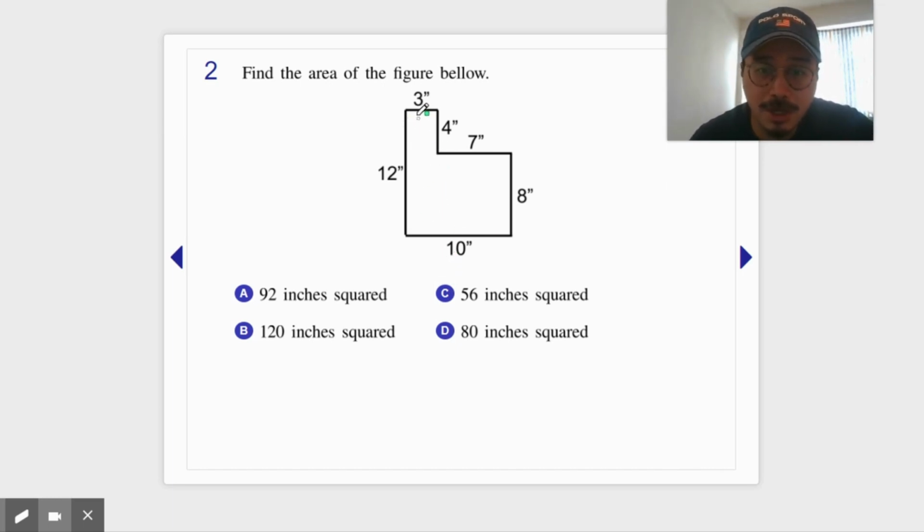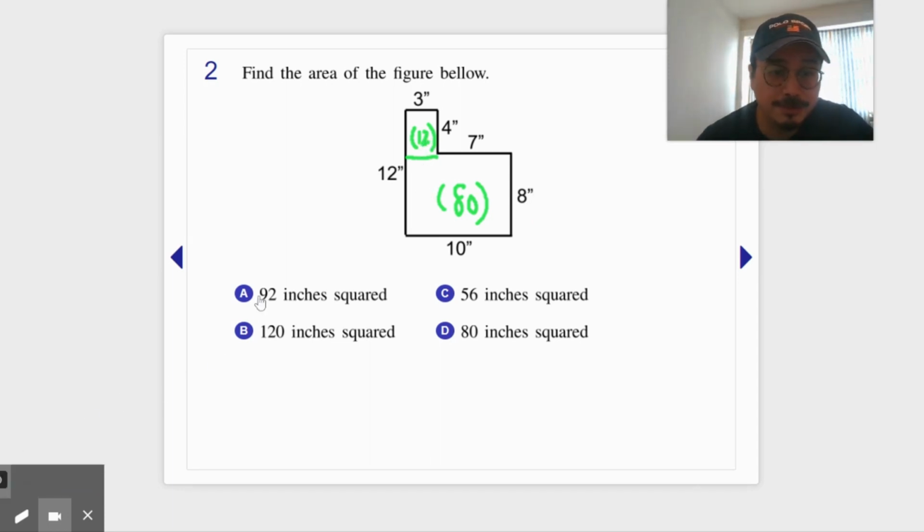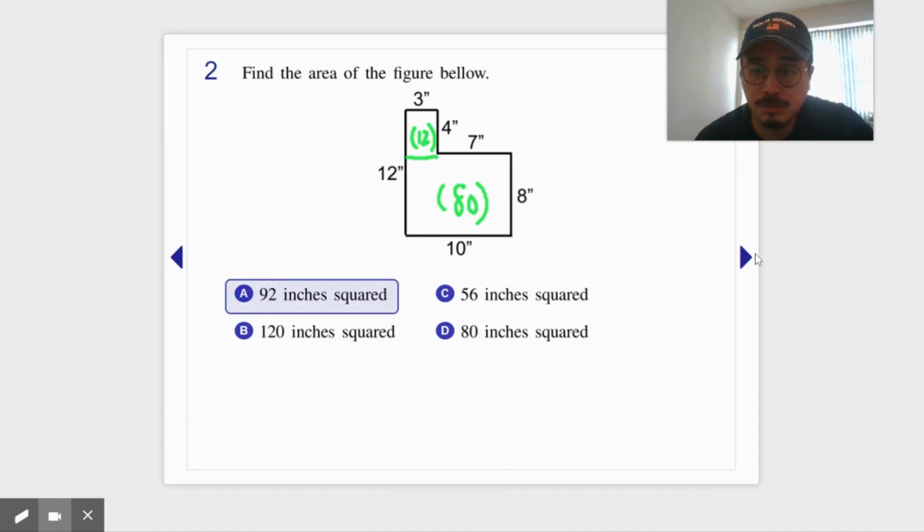So here I can already see I got 2 rectangles. We got the first rectangle, and then the second rectangle. So what is that? 3 times 4 is 12, and then 8 times 10 is 80. So let me write that. Yep. Okay. I was just double checking. So let's see.